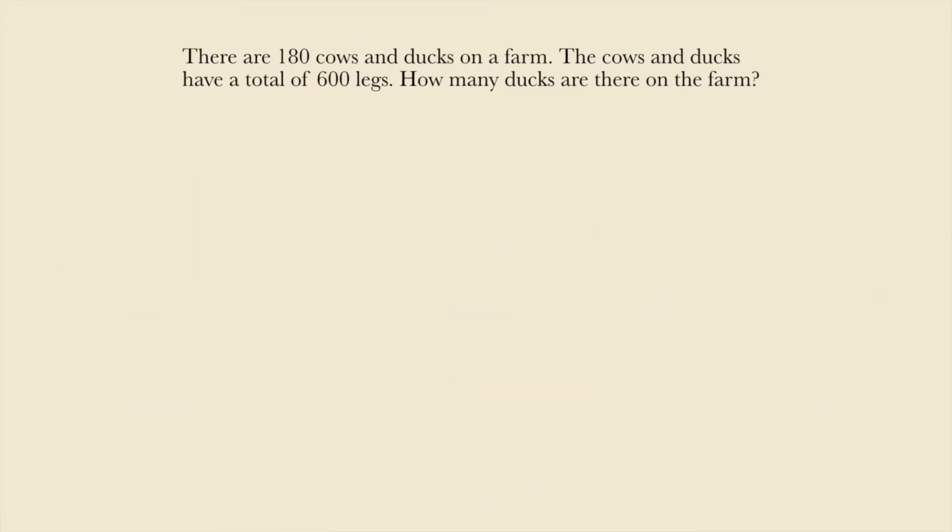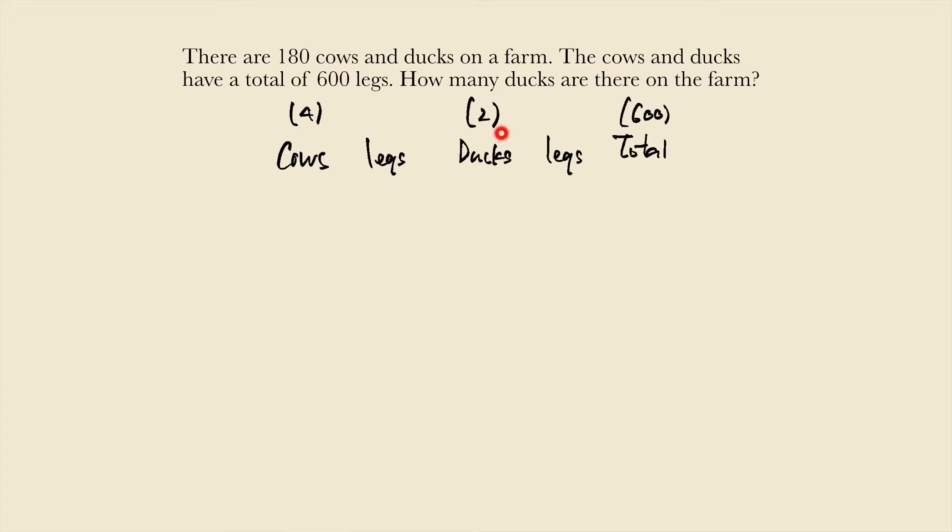That's 3. There are 180 cows, 4-legged animal, and ducks, 2-legged animal. The total is 600 legs. So again, we're going to start off with the diagram. Cows, 4 each, ducks, 2 each, total 600. We need 180 animals, so I'm going to guess 180.